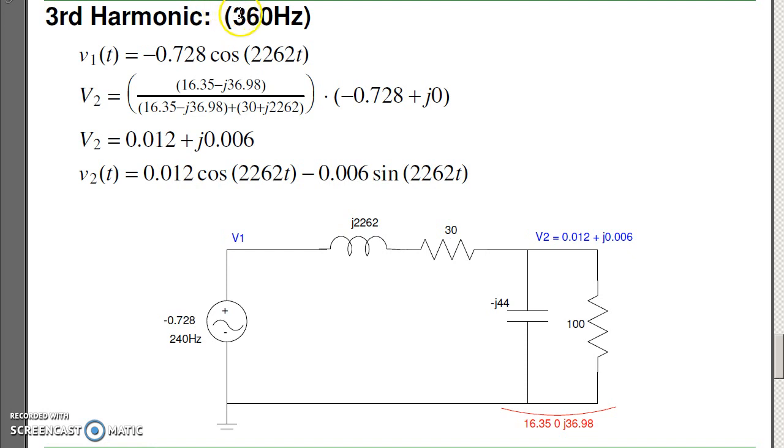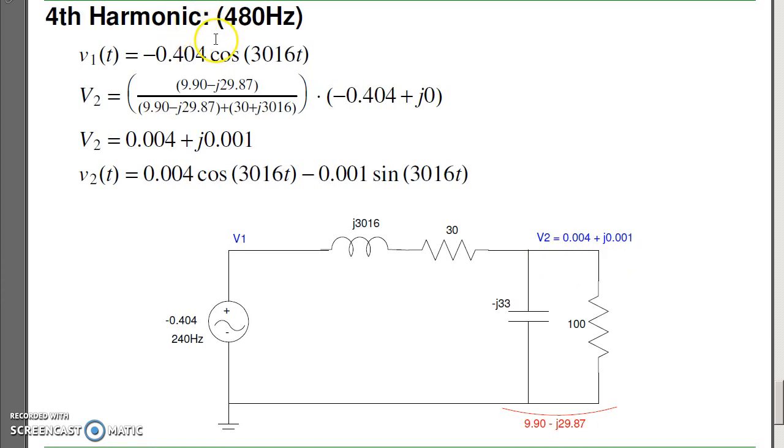Repeat. Analyze at 360 Hz. Again, I've got the input at 360 Hz. The inductor, J omega L, capacitor 1 over J omega C. Put these in parallel, use the voltage division, I get V2. Repeat at 480 Hz. Here's the input, minus 0.404 cosine, 0 sine. Inductor becomes J omega L, capacitor 1 over J omega C. Put these in parallel, do voltage division, and so on.